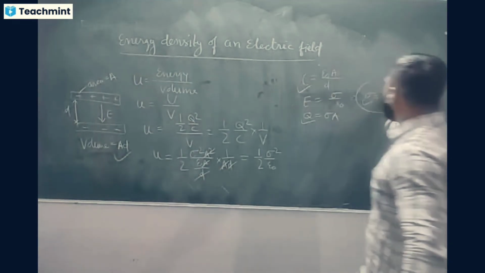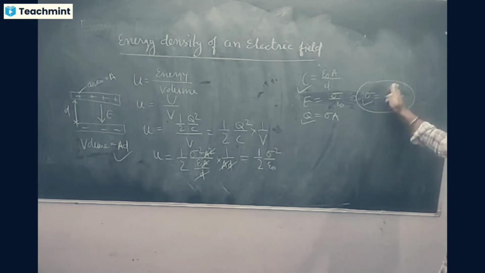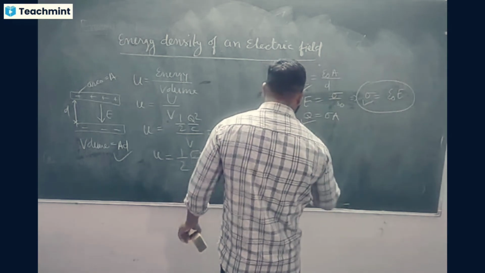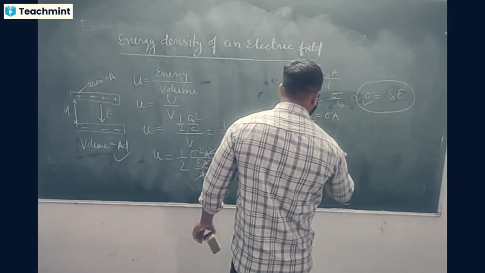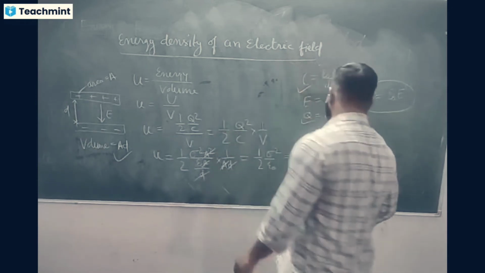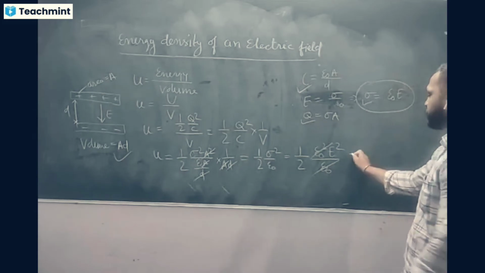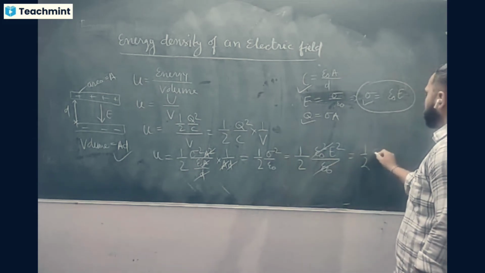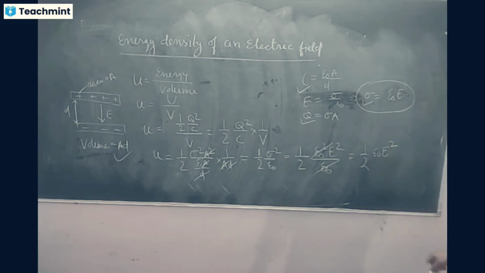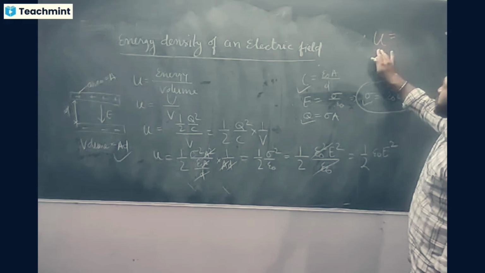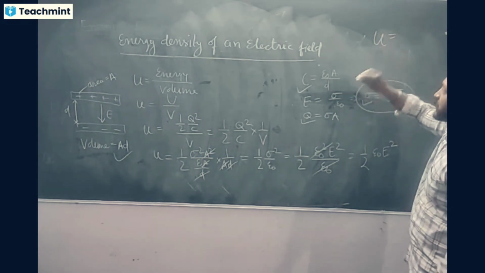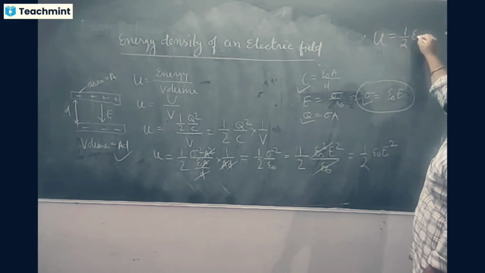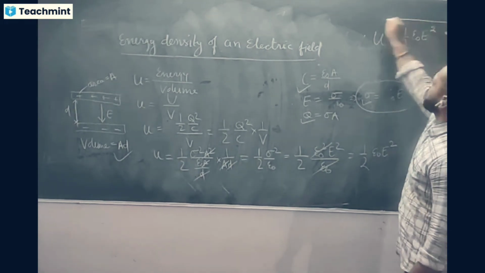And what is the value of sigma? The value of sigma is epsilon naught into E. So we will put the value. The formula will be half epsilon naught square E square upon epsilon naught. One epsilon naught gets cancelled, so it becomes half epsilon naught into E square. So the formula for the energy density of an electric field is given by half epsilon naught into E square.